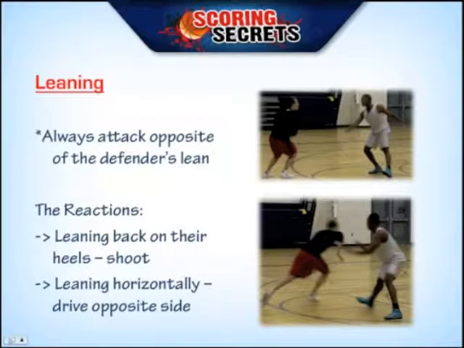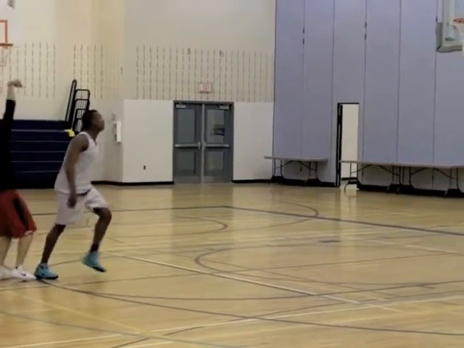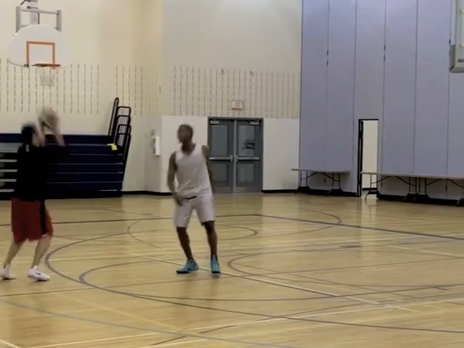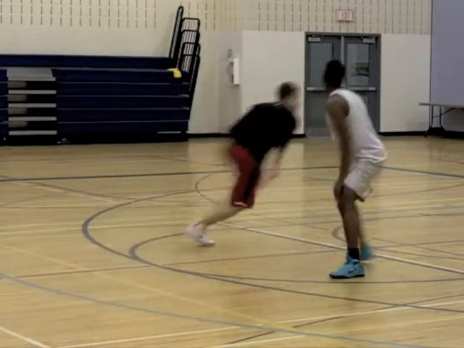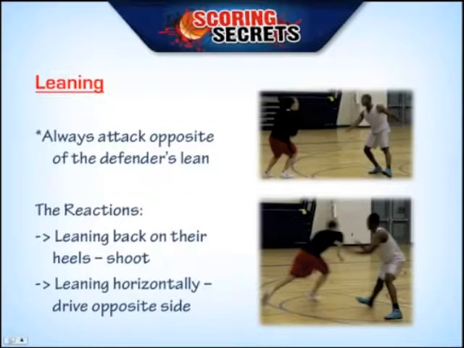If they're leaning back on their heels, what's the opposite, right? It's shooting. So they go back in one direction, let's say north and south. They go south, you go north, you shoot. If they lean horizontally, they lean to the right, you go left. They lean to the left, you go right. It's very, very simple. Anytime the defender leans, you go to the opposite side.